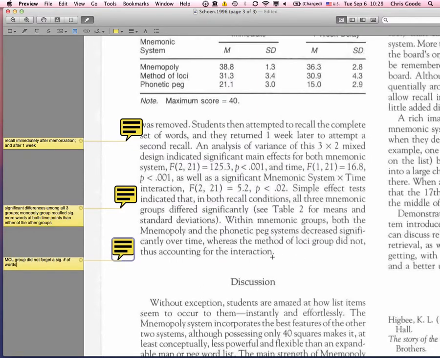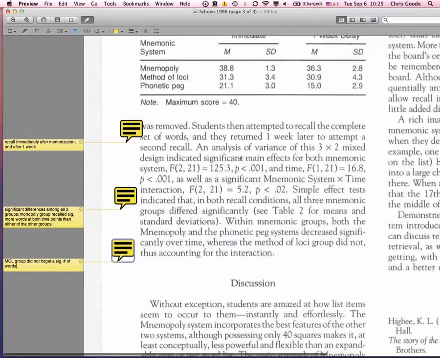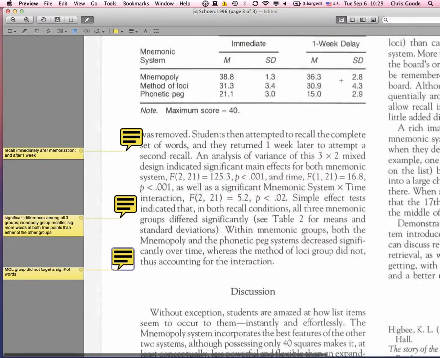I don't know what that means because I haven't finished the course yet. It means that there was an effect of time, meaning that there's a difference. If you average across all three of these groups, then people remembered more words immediately after memorizing them than after a 1 week delay. Why does that make sense? Why do you remember more words immediately after memorizing them? What happened during the week? Well, you forgot some words. So a week later, you're not going to remember as many as you did right after.